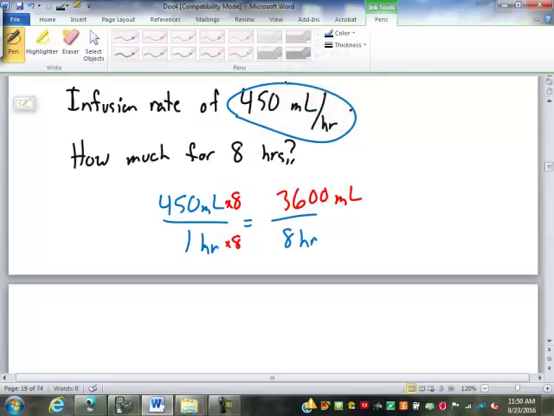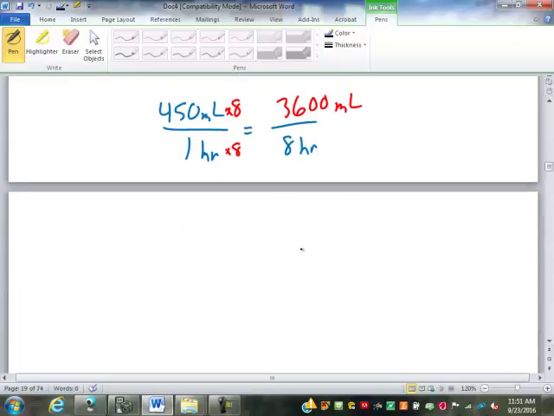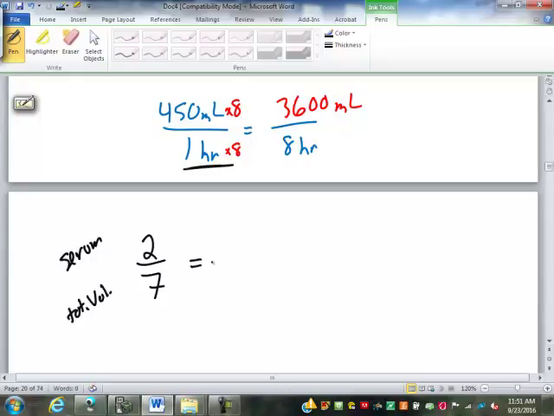Well, not all of these relationships work out quite that nicely. For most of our rates it does, because the denominator in the rate is always a 1 if it's a unit rate. But for some of our ratios it might not. For example, let's say that we have a 2 to 7 ratio of serum to total volume. And we want to know how much serum is it going to take to create 200 milliliters of solution.